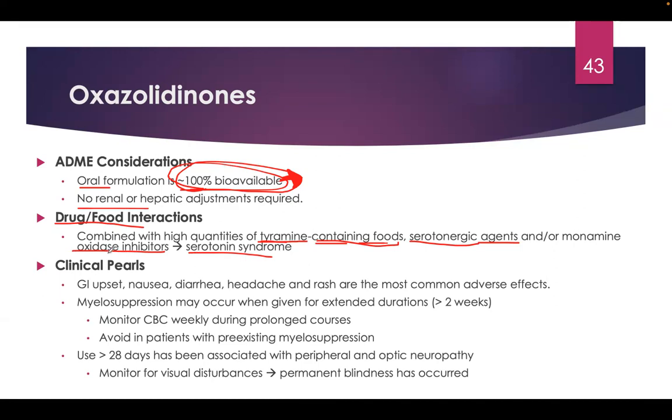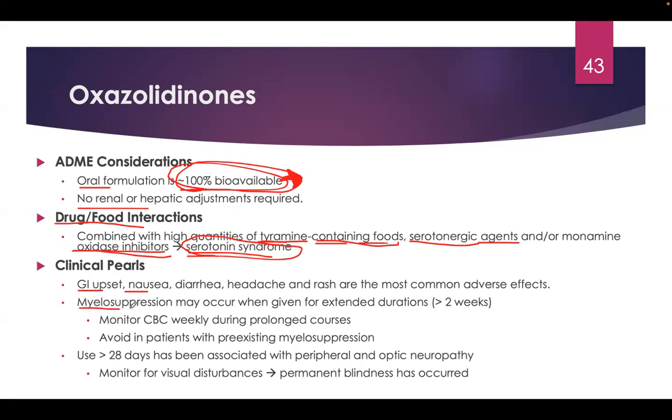Monoamine oxidase inhibitor drugs, we don't see as much anymore, thank goodness. But you need to appreciate what serotonin syndrome is. Think of excitation, if you will. Clinical pearls, you can have some GI upset, which can include nausea and up to diarrhea, not a lot of vomiting. Headache and rash are not common, but not uncommon.